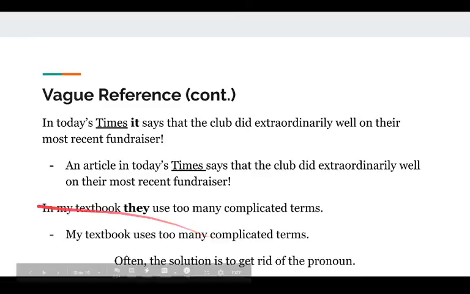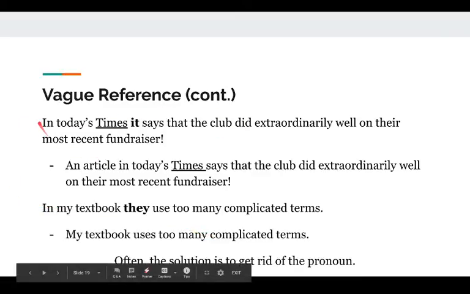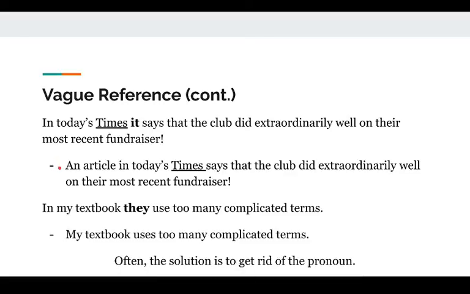So for the New York Times sentence, this is the original one in today's Times. It says... But then we correct it to this. An article in today's Times says that the club did extraordinarily well in their most recent fundraiser. So the second half of the sentence is exactly the same. But what's changing here is an article in today's Times. So an article is our subject, and that is what says that the club did extraordinarily well.